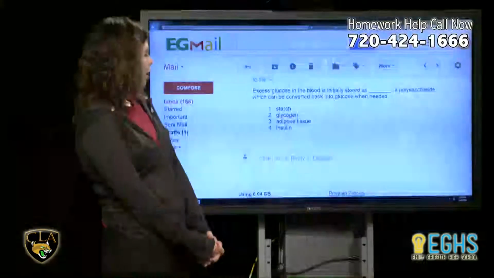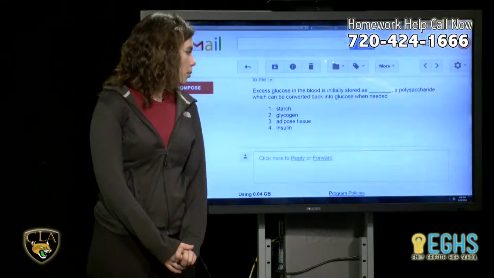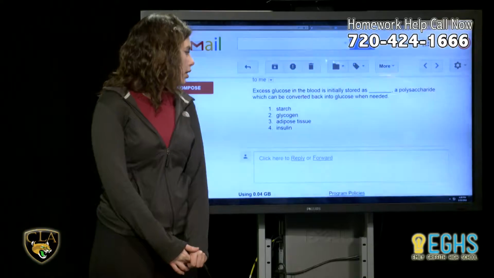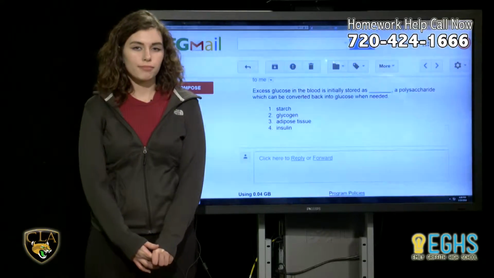Let's get a question. This one says excess glucose in the blood is initially stored as a polysaccharide, which can be converted back into glucose when needed. Okay, cool. So I guess there's a few ways to answer this question. We're given four possible options: starch, glycogen, adipose tissue, or insulin. So how is glucose stored?